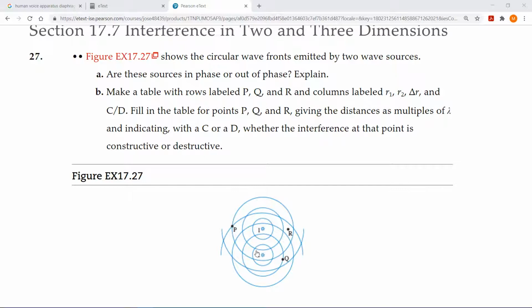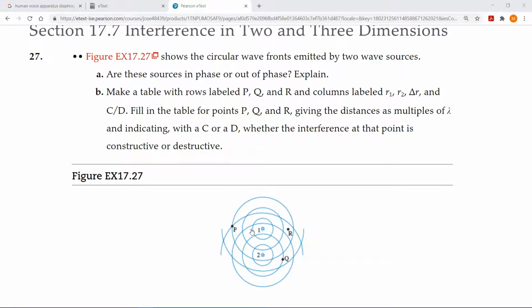Part A is asking us, are they in phase or not? When they say in phase, that's short for, is their inherent phase difference equal to 0 or pi or 2 pi or 3 pi, etc. Well, this is a snapshot graph. Time is frozen.